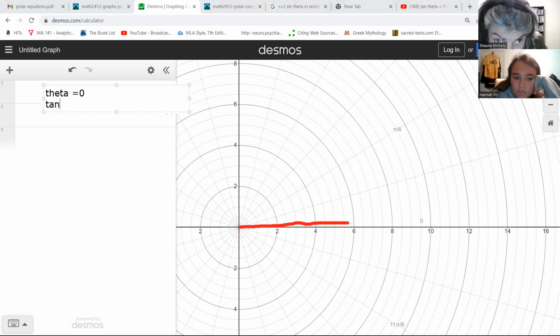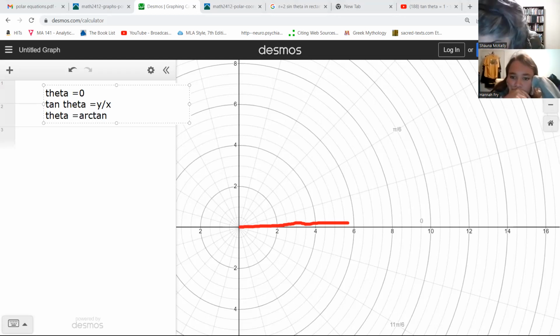You write tangent theta is y over x, right? Then you can say that theta is the arctan, or the tan inverse of y over x, right? Which is what I was doing on the whiteboard earlier, remember? Right. This is where you end up.